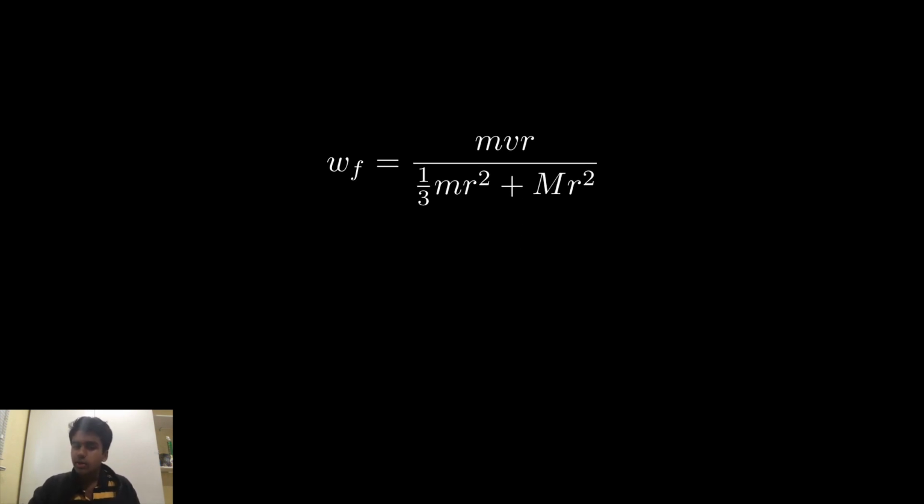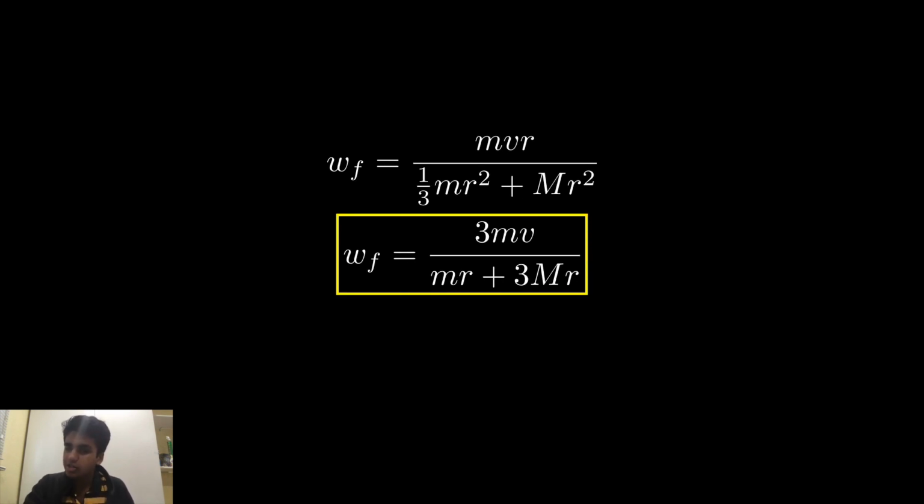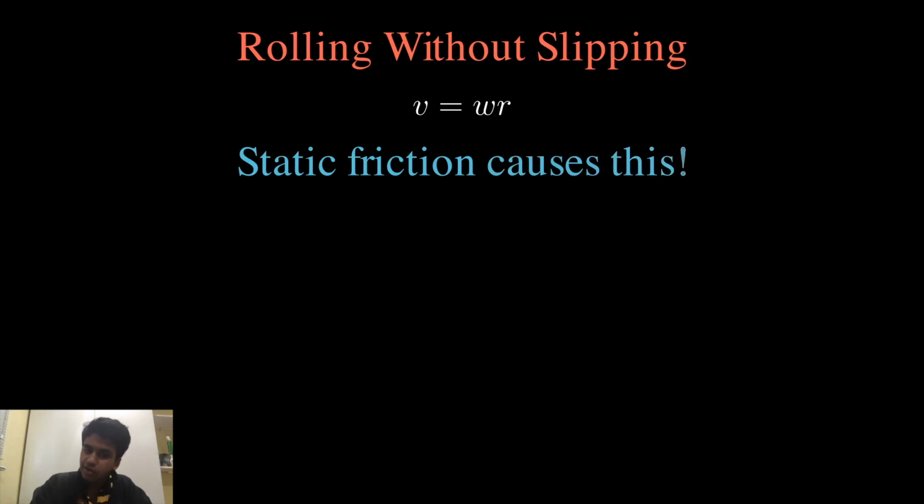So now we can simplify this to find that the final angular velocity at which they both rotated is 3mv over mr plus 3m times r. Now, I'm going to be teaching you about rolling without slipping. So whenever you're rolling without slipping, that means the linear velocity equals angular velocity times the radius. And static friction causes this.